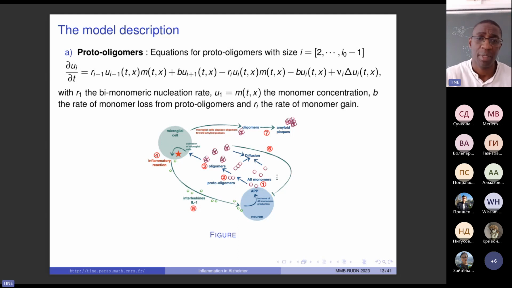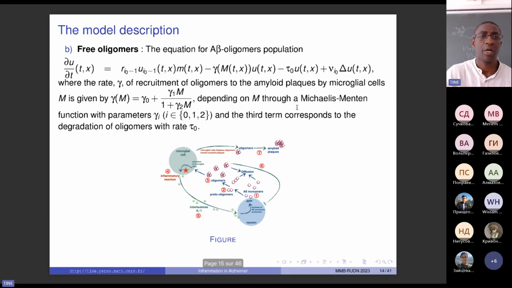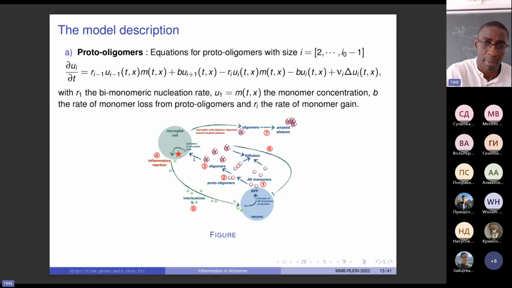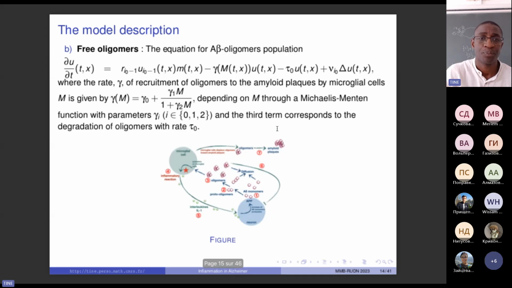Also, we do the same for the monomers, and for all the components of our system. Here R_I, as I said, is the rate of gain of monomers. For free oligomers, that means the oligomers that are not yet in the plaque, the things are the same.